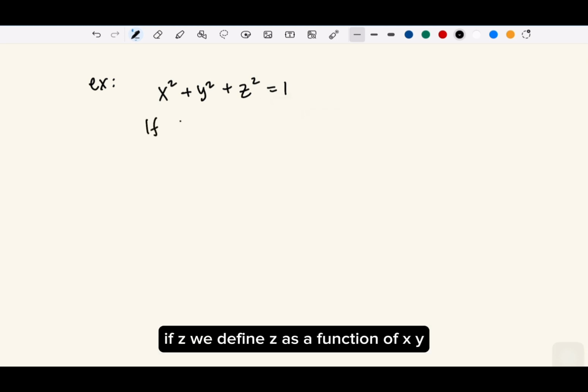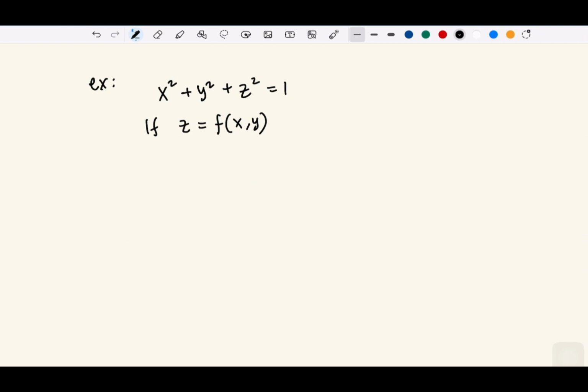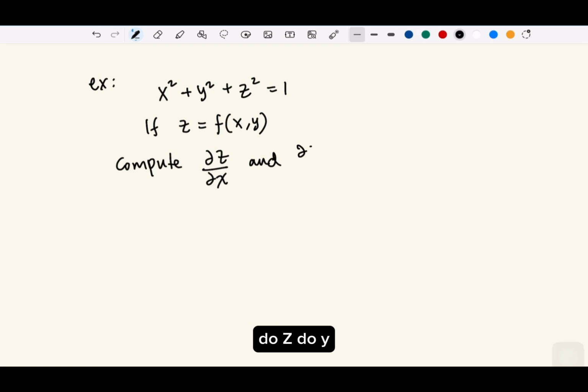If we define z as a function of x and y, then compute dou z dou x and dou z dou y.